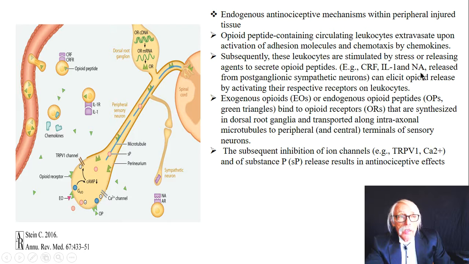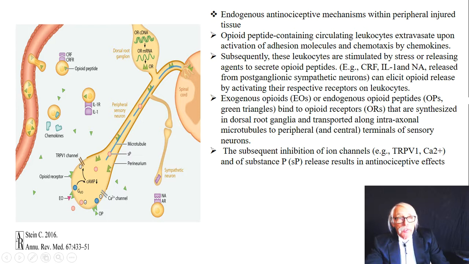CRF, interleukin-1, norepinephrine are released from post-ganglionic sympathetic neurons. That's what this is here. And they elicit then the opioid release by activating the respective receptors on those leukocytes. Okay, so this is how combining the inflammatory response, the surveillance inflammatory response for pain induction, with the endogenous opioid signaling to cause analgesia. So the exogenous opioids will also bind to the receptors and carry this out. Now notice there's none of this regulation with the exogenous opioids. They just bind directly to receptor, right?